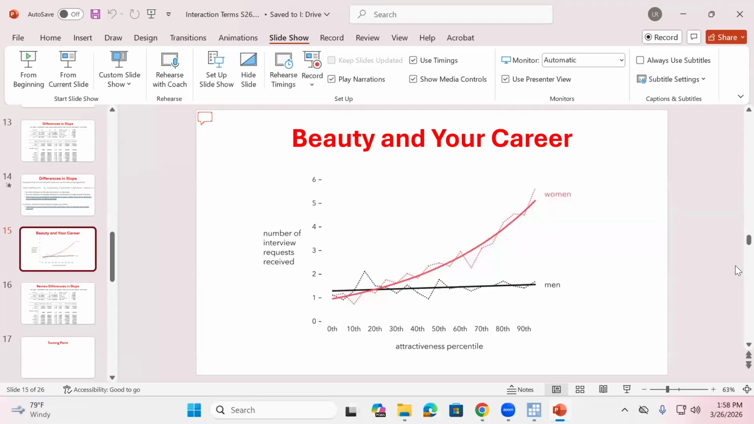So we will leave off there. We will start next week. We'll do more interaction terms with continuous variables.